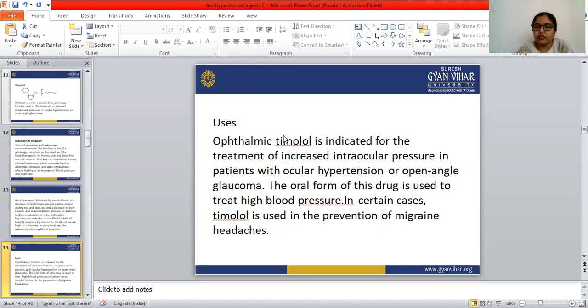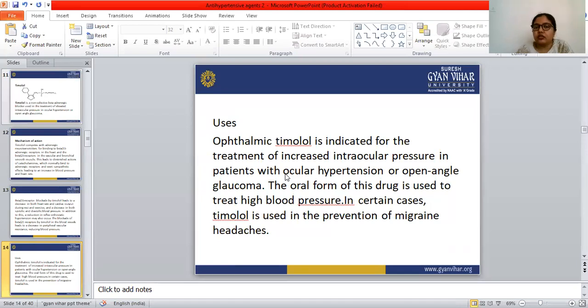The oral form of this drug is used to treat high blood pressure. Ophthalmic timolol is used in the treatment of increased intraocular pressure, and the oral form is used in the treatment of high blood pressure. In some cases, timolol is also used in the prevention of migraine headache.